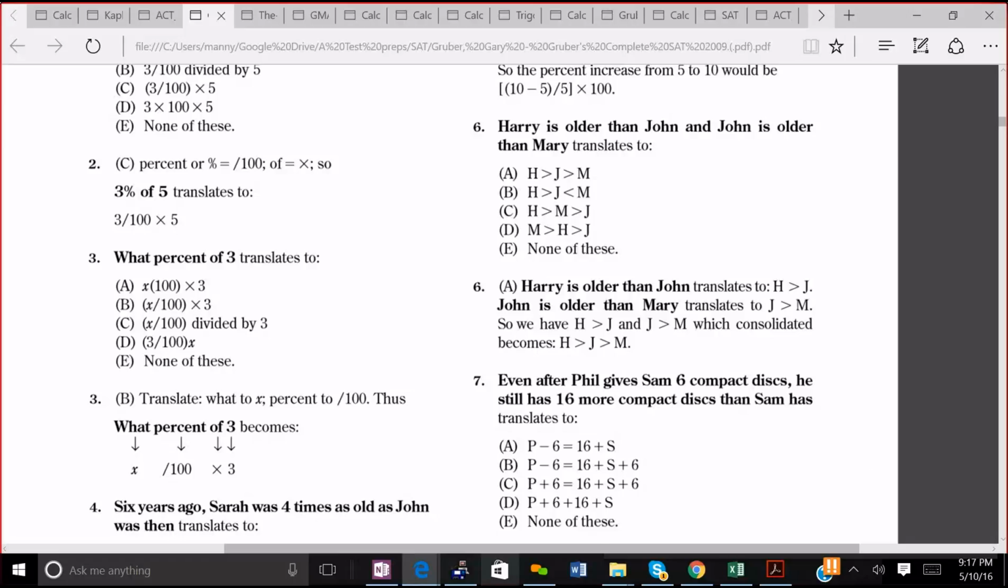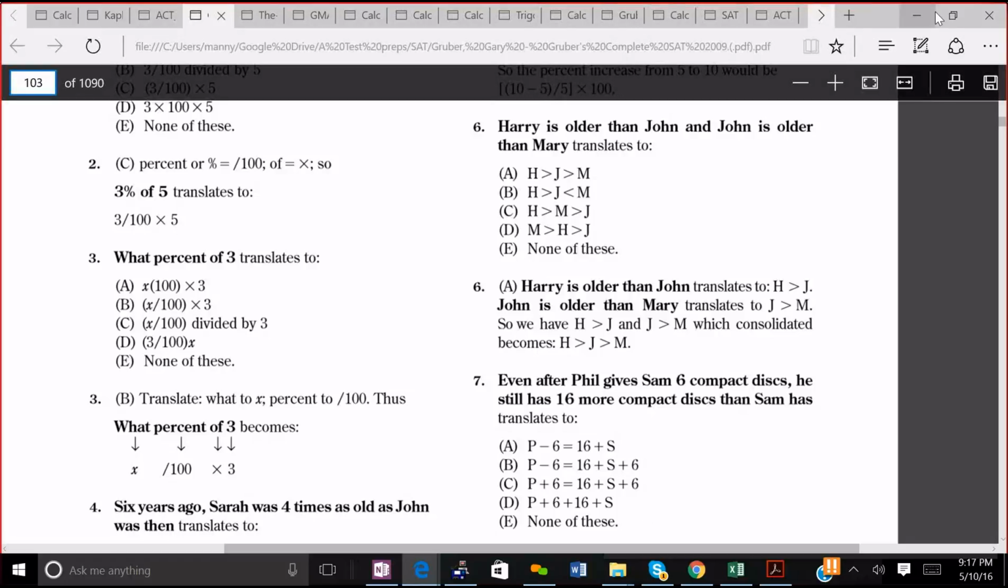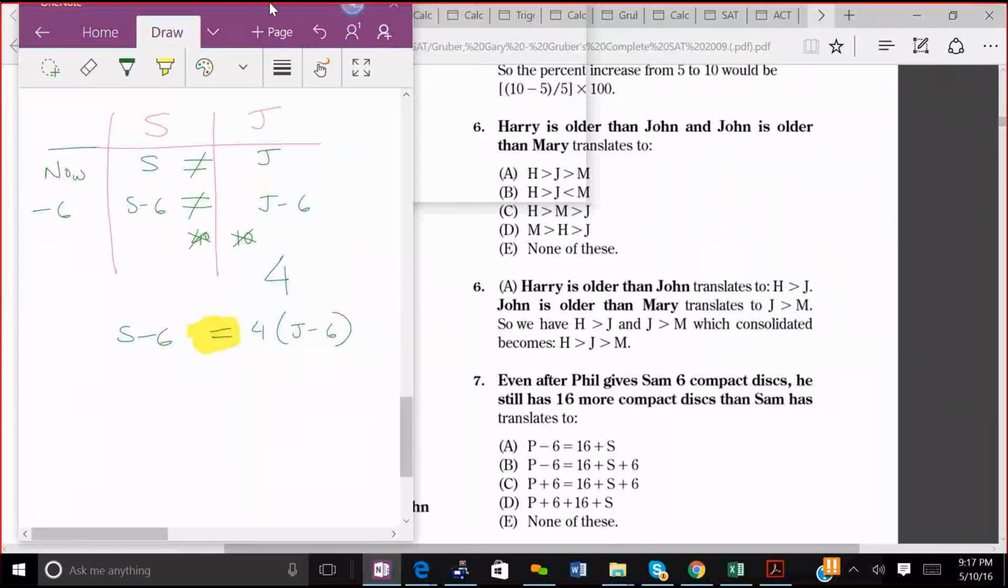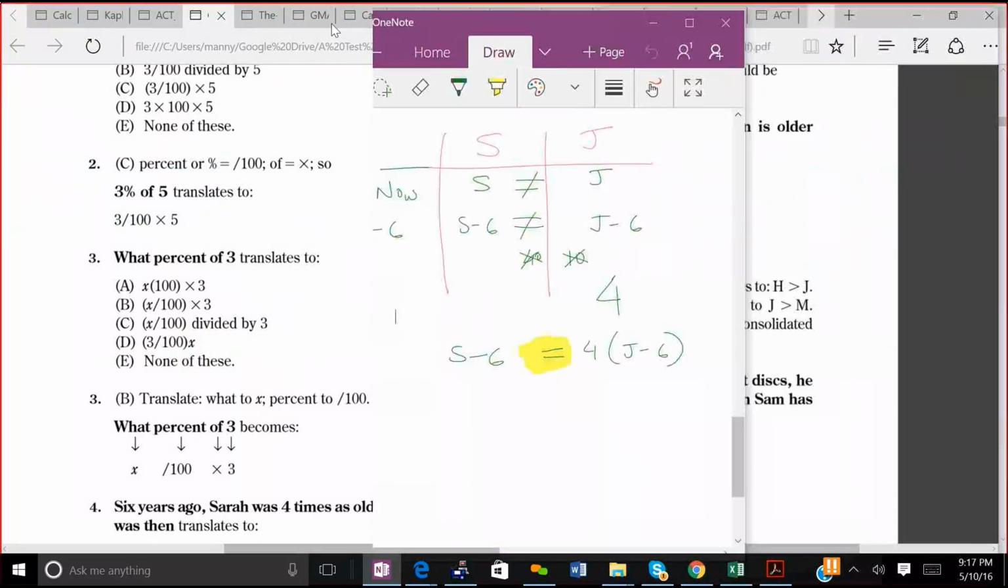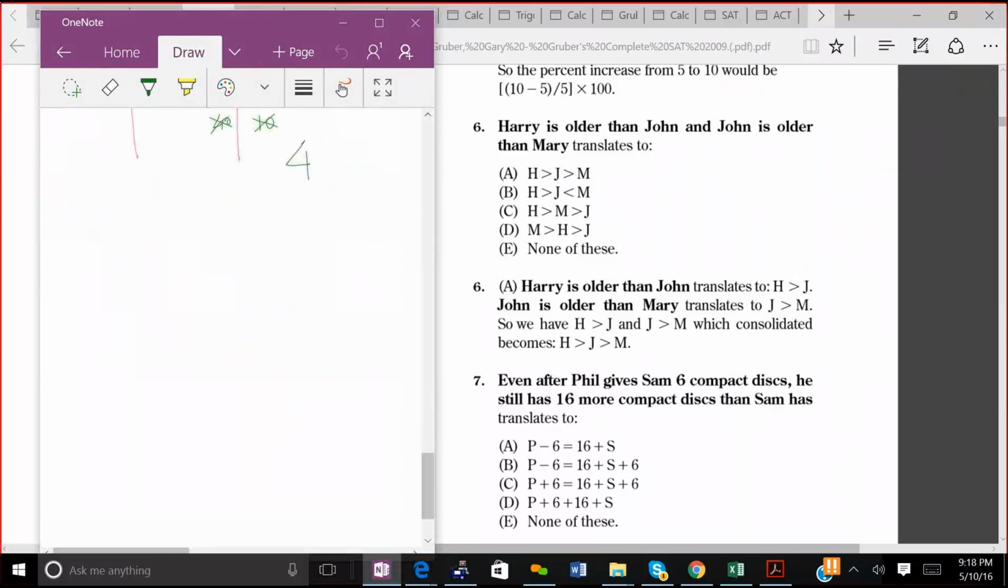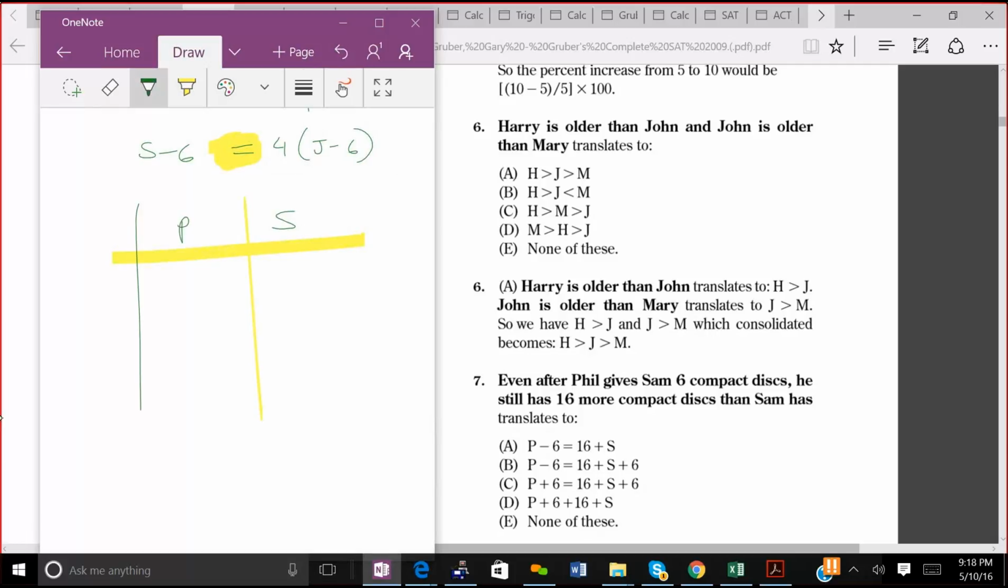Well, you have to go event by event. You can make a table like this, and I'll bring it here. You have to make a table like this. Phil, Sam.